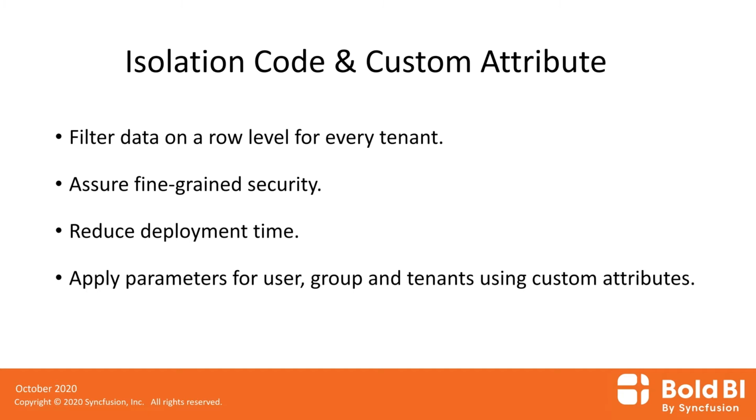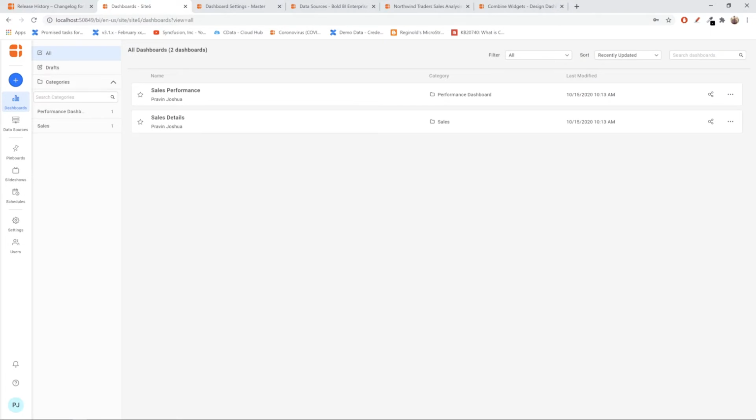Regarding custom attributes, it is a different one compared to isolation code. Custom attribute is nothing but a piece of SQL code that you could use as a parameter, and you could optionally use it in any of your data sources to isolate the data between users, groups, and even for tenants. I'll show you a demo for both of these so that it could be much clearer when demonstrated. So let's go back to the application.